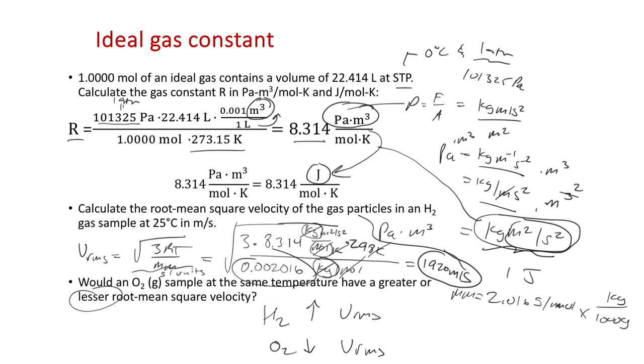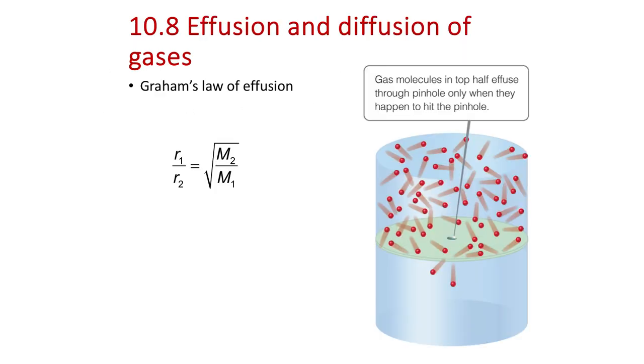Now, where these velocities play a role are in a couple properties that we call effusion and diffusion. So let's talk about effusion first. Effusion is where you have a pinhole. So there's a hole in this gas container. We have a gaseous particle inside our container, and every time a particle hits the pinhole, it can escape the cell. This is what we call effusion, the escape through a pinhole.